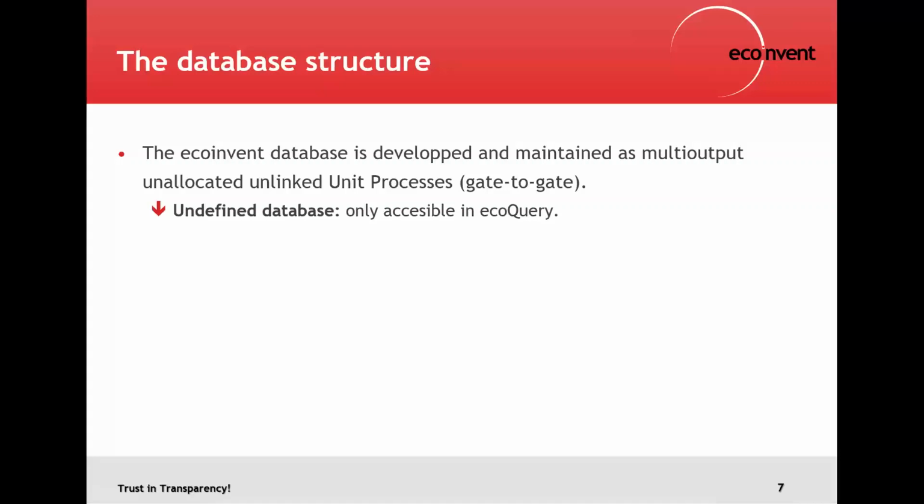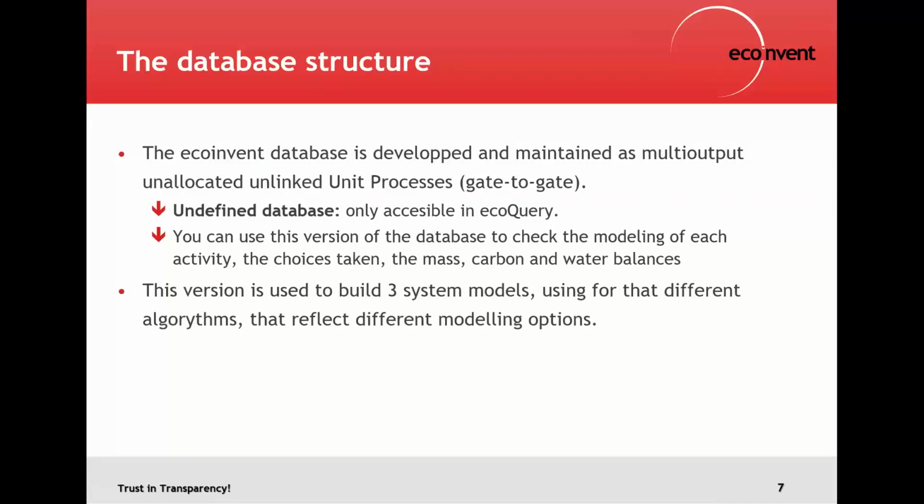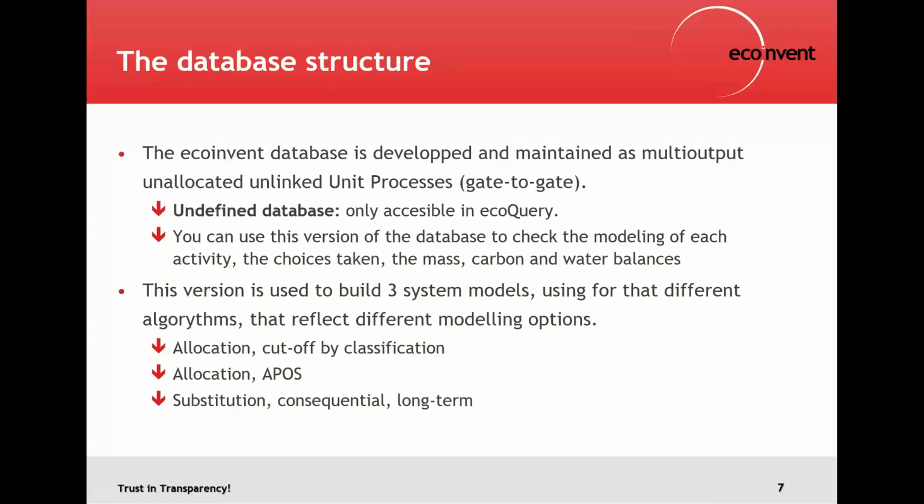So if you want to check the original modeling under the activity, the choices that were taken by the author, the balances, the mass, the carbon, the water balances, the undefined database is the right place to go. Using that undefined database, we build 3 system models that you know by name, and probably more than by name: allocation cutoff by classification, allocation at the point of substitution, and substitution consequential long-term.